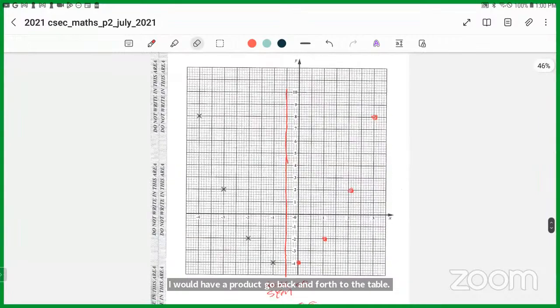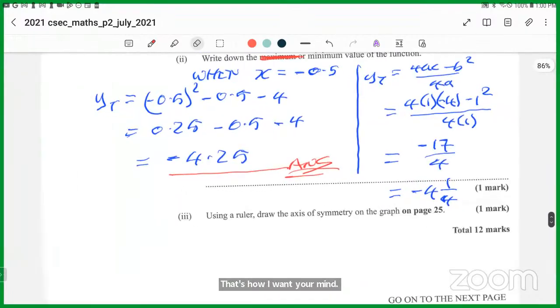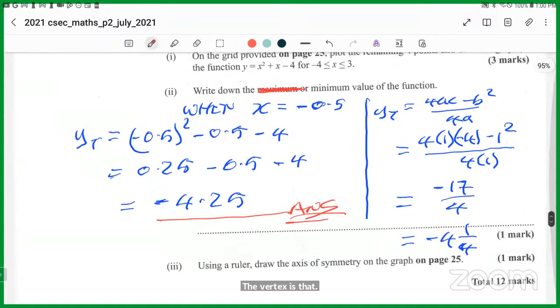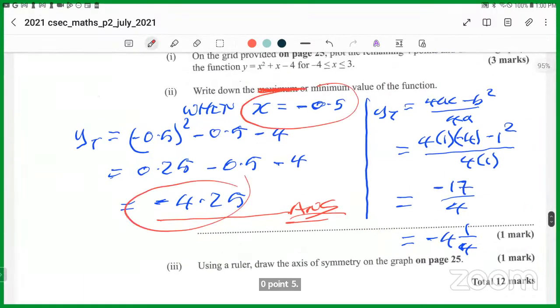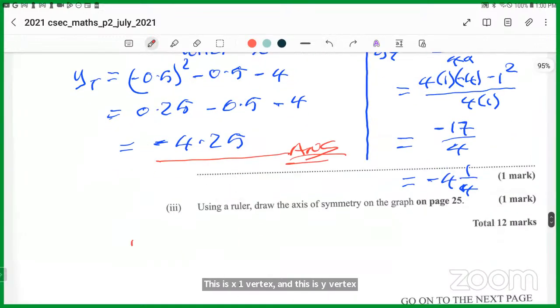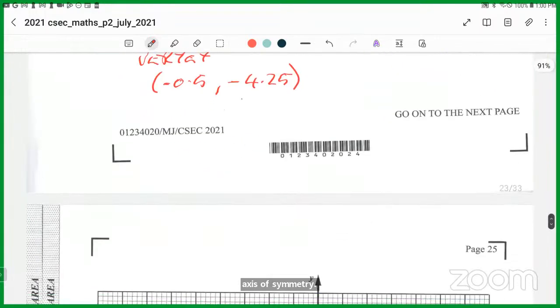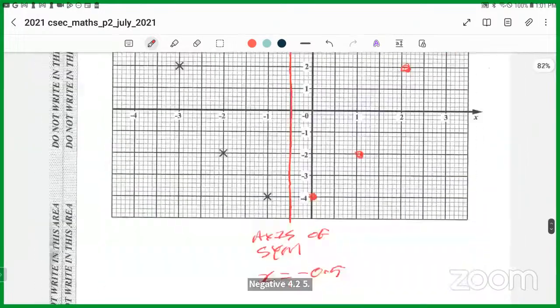And remember now, the axis is at negative 0.5. This is the x-coordinate of the vertex, and this is the y-coordinate. So the vertex point, or the minimum point, is at negative 0.5 on the axis of symmetry, negative 4.25. Right, not negative 4, negative 4.25.